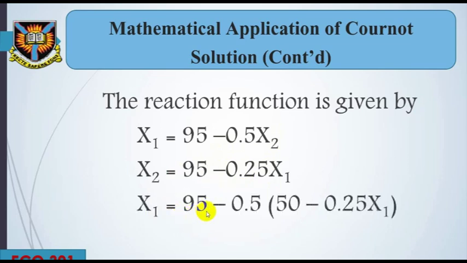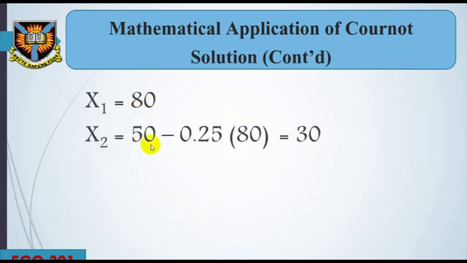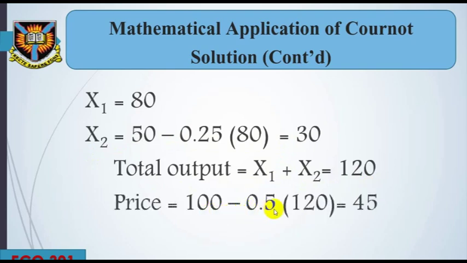x1 is equal to 95 minus 0.5(50 minus 0.25x1). x1 is equal to 80. x2 is equal to 50 minus 0.25(80), which is equal to 30. Total output is equal to x1 plus x2, which is equal to 110. Price is equal to 100 minus 0.5(110), which is equal to 45.